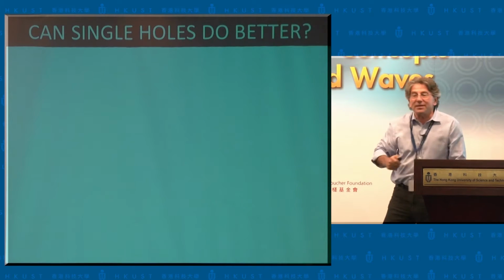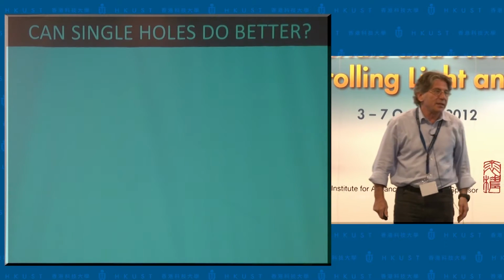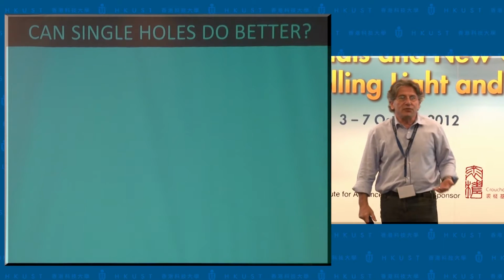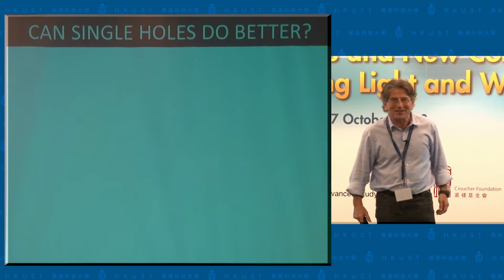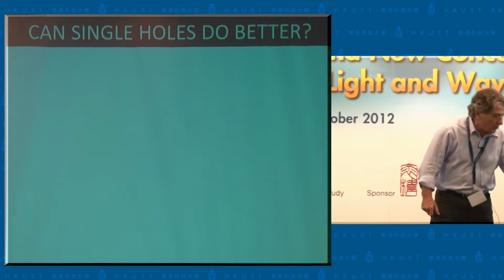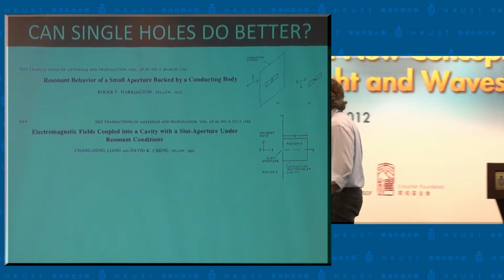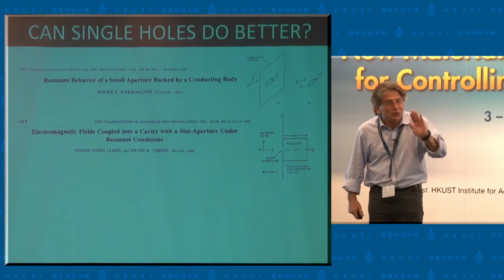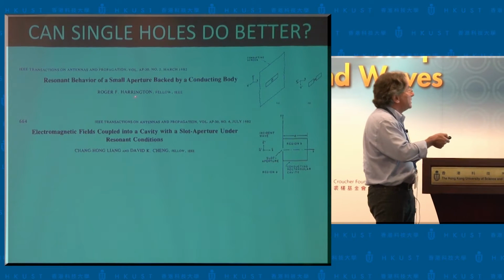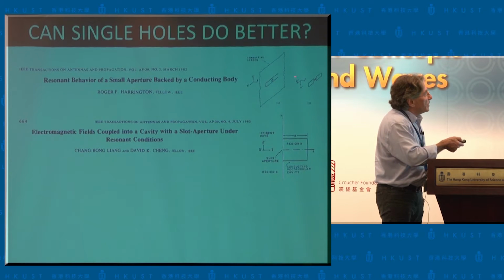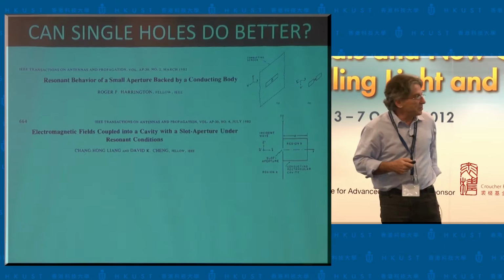All right, so can single holes do better than the better result? And the answer is yes. If you couple the holes to resonances, much in the same way that extraordinary transmission happens, it's also the case with holes. And if you go back in the EE literature, you're going to find a couple of papers, not too many, that show that, a paper by Harrington: if you couple a hole to an LC resonator, you can get 100% transmission.